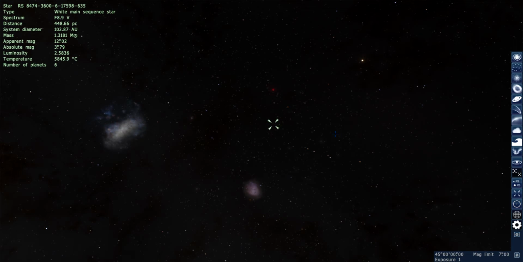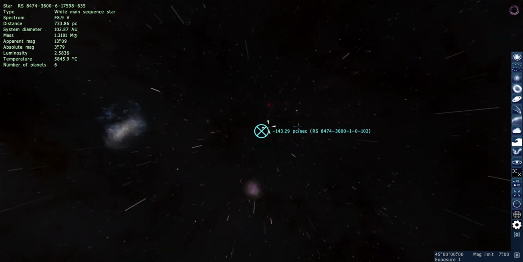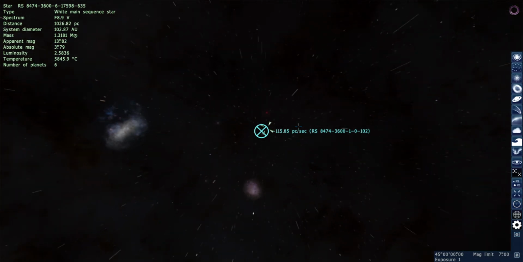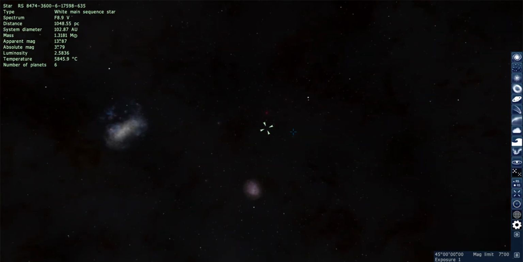Alright, so I picked an arbitrary star in our Milky Way, and I'm just going to rotate with it around the galaxy while keeping its position stable. Alright, so here we go.